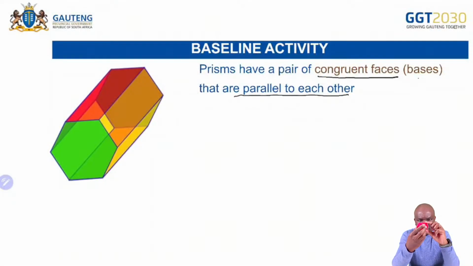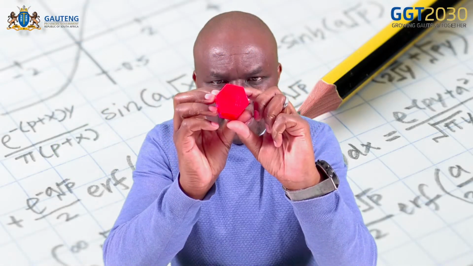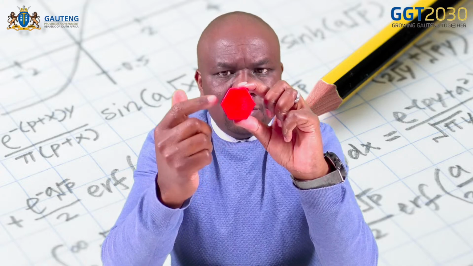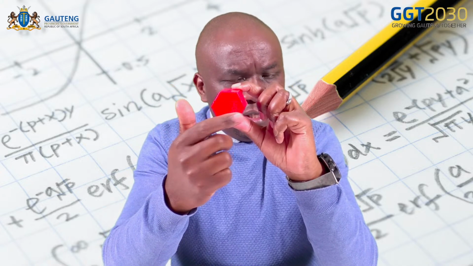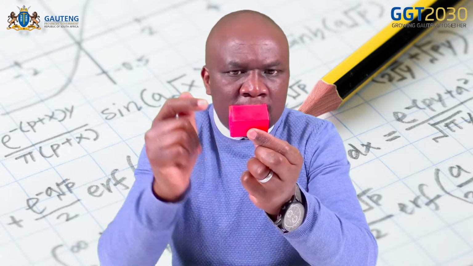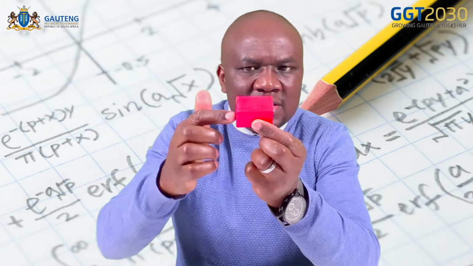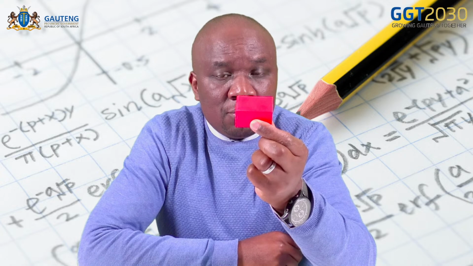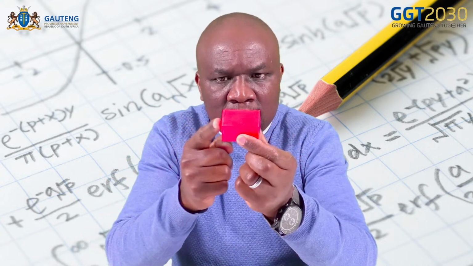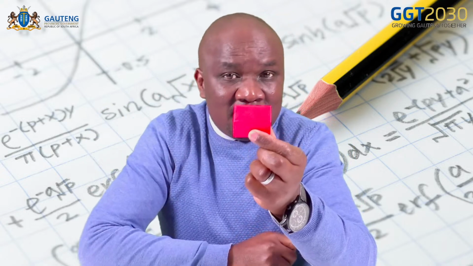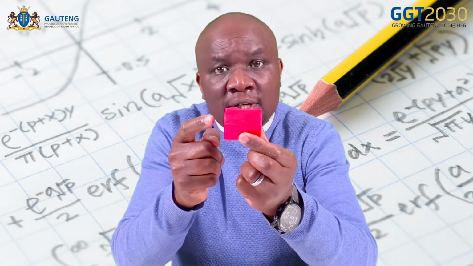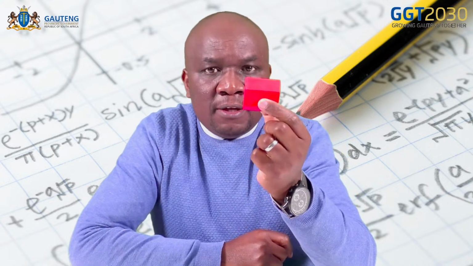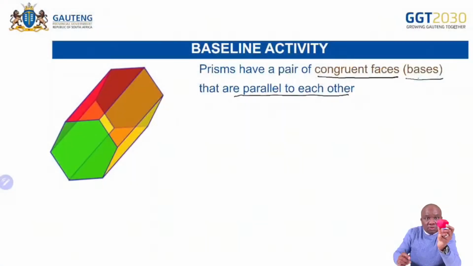Then if I turn it around, and then you check this side, what do you see? You see another hexagon. So this side we have a hexagon, this side we have a hexagon. So these two shapes are congruent. So these are the two congruent faces we are talking about. Hexagon this side, hexagon this side, which are exactly the same. And then these two congruent faces, they are called bases. So this is the base, this is the base. And then these bases are parallel to each other.